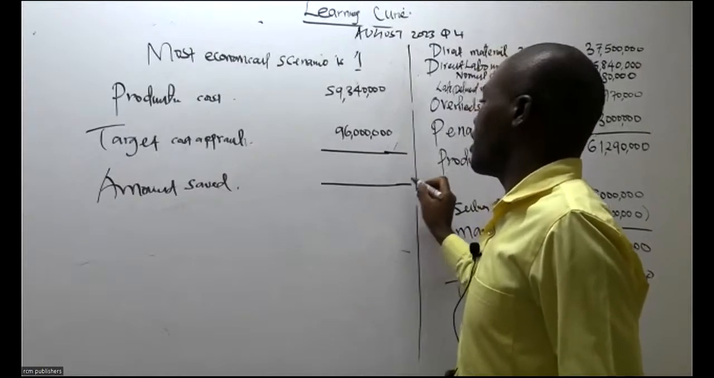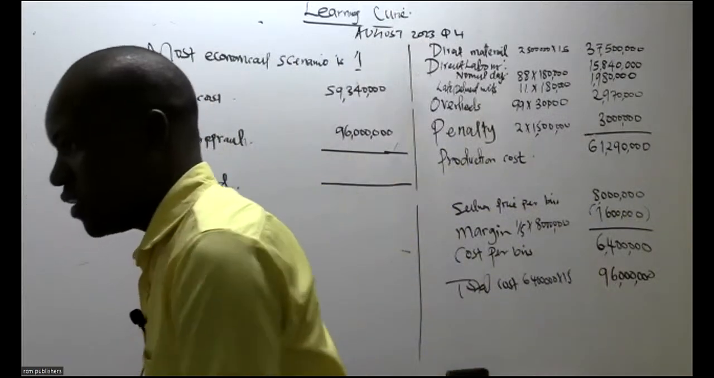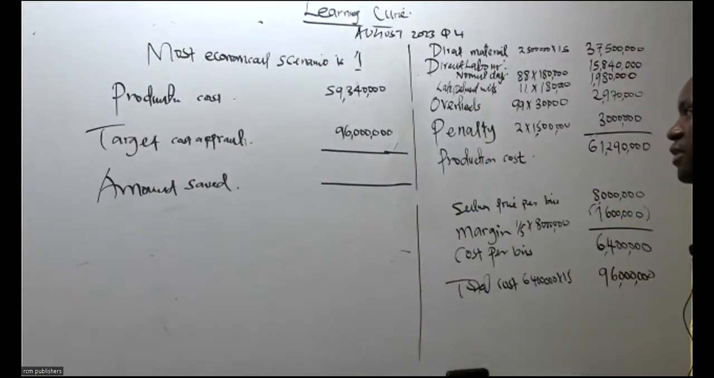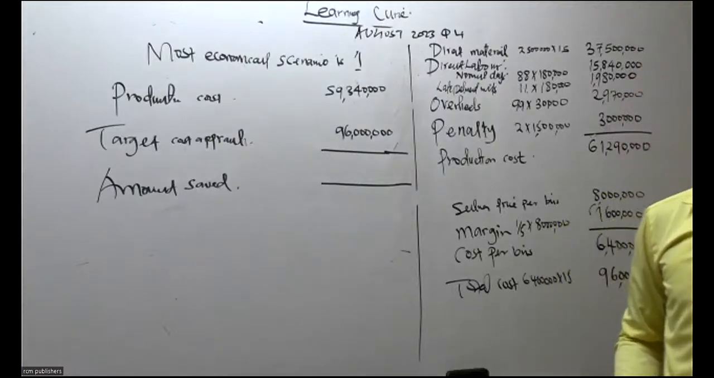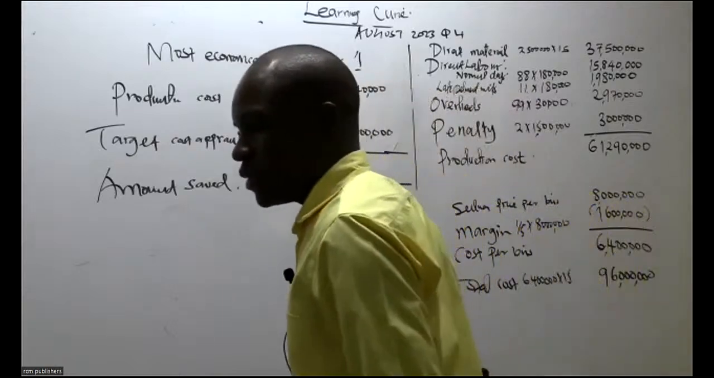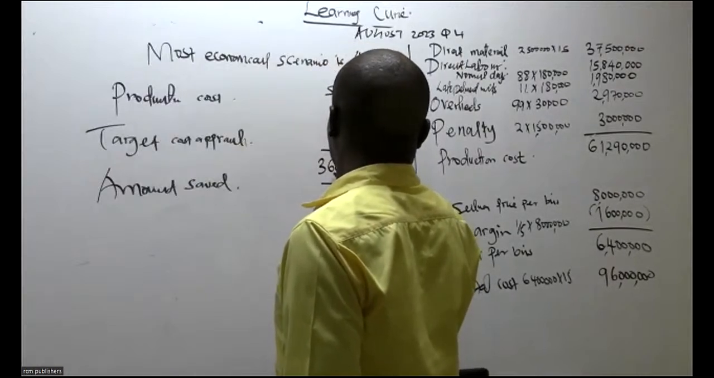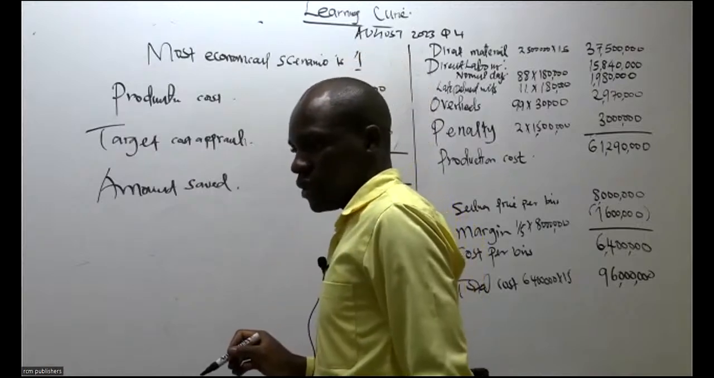Nipatie difference alafu tupatane Saturday 6 p.m. Give me the difference, then we meet on Saturday 6 p.m. How much are they saving for the 15 buses? 36,660,000. Is it 36 million?